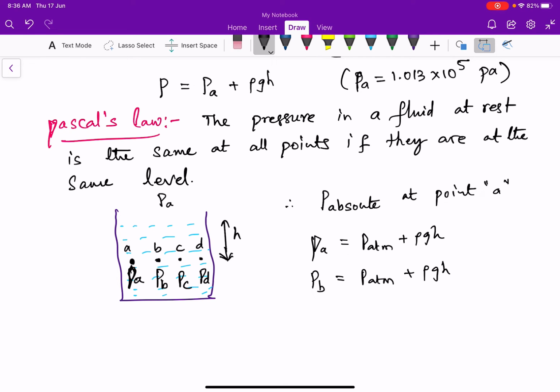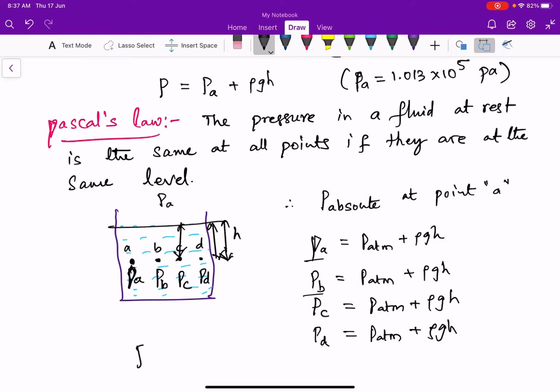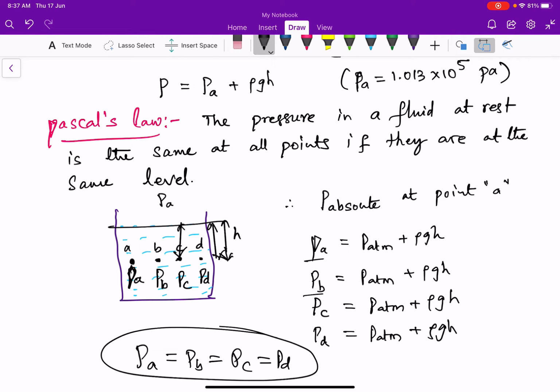Because A and B are at the same depth from the top layer. The pressure at point C is atmospheric pressure plus rho G, and the depth from the top surface to point C is the same, H again. So rho GH. Now the pressure at point D is atmospheric pressure plus rho G into depth. Point D is at the same depth from the top surface, so rho GH. So the conclusion is PA is equal to PB is equal to PC equal to PD. The pressures are the same because they are at the same level.